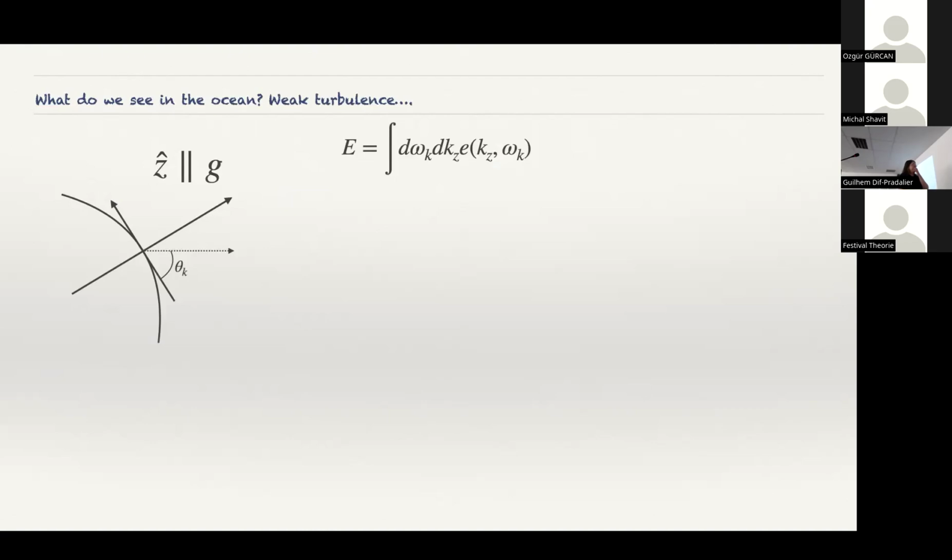So before we start analyzing the equation, we can ask ourselves, what do we see in the ocean? In the ocean, there are many measurements of the energy spectrum of internal gravity waves. And what you see in the ocean is mainly weak interaction of waves. If you plot the spatio-temporal spectrum of energy in the ocean, you see that it's mainly of internal gravity waves, concentrated along the linear dispersion. So most of the energy is in the wave modes in the bulk.